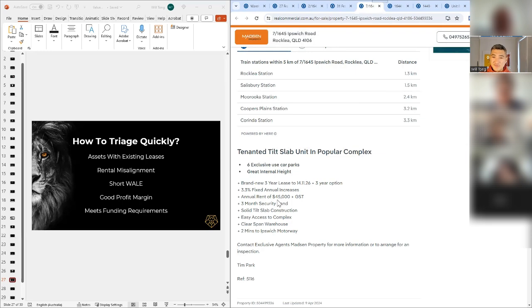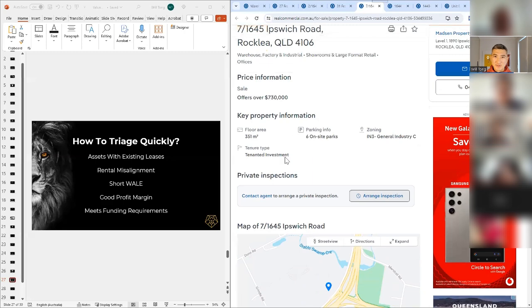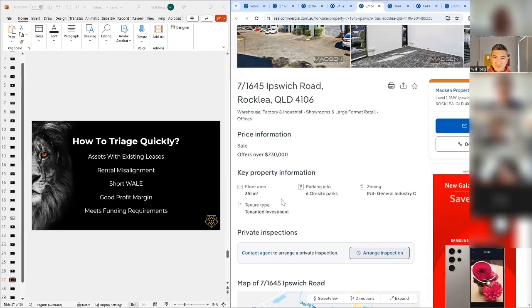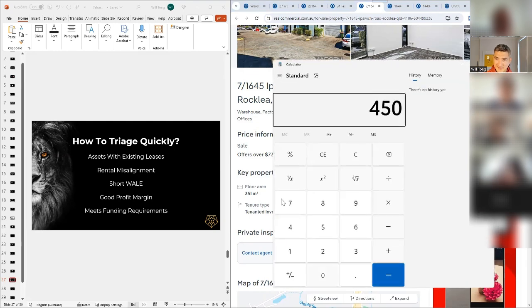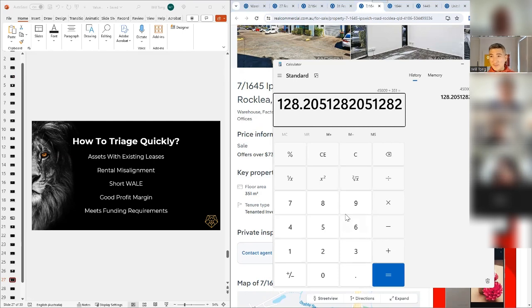What's the rent? 45,000 plus GST. It doesn't say if it's net or gross rent, which is annoying. So what does that work out on a rate per square meter? What's the size? 351. Okay, so it's 45,000 divided by 351. That's $128 per square meter.